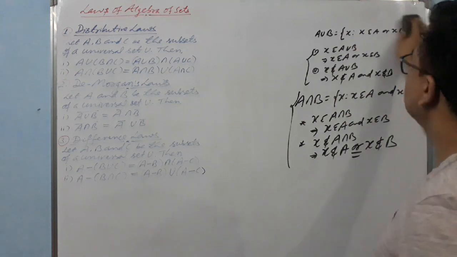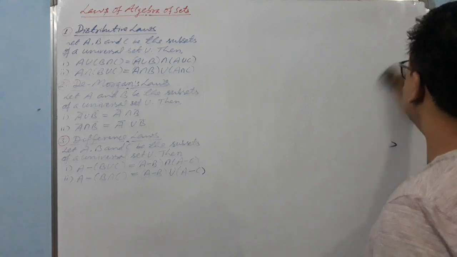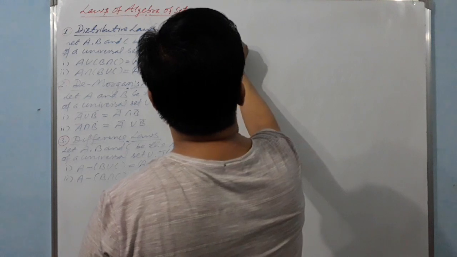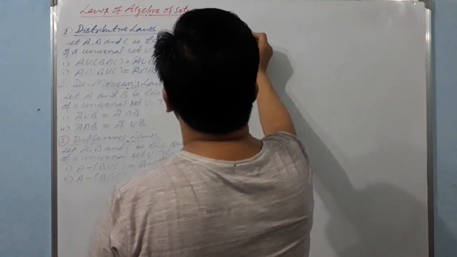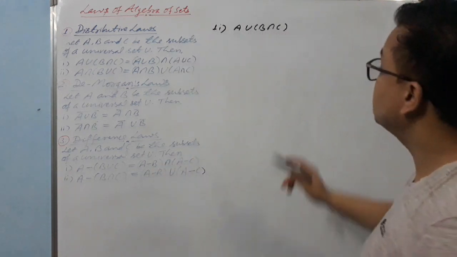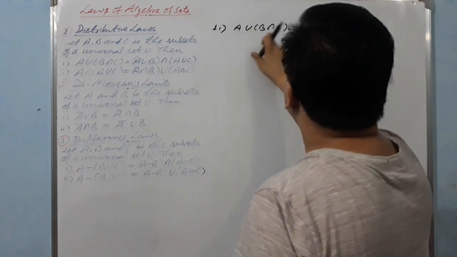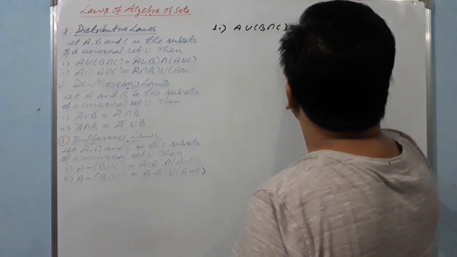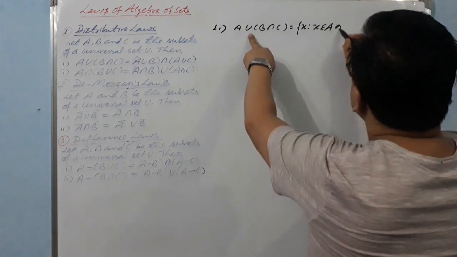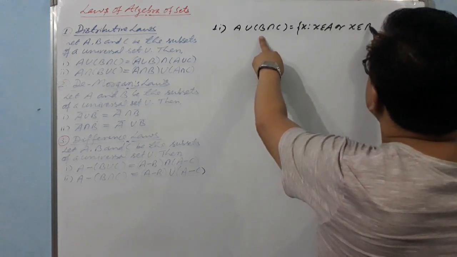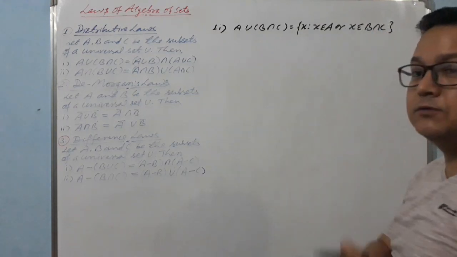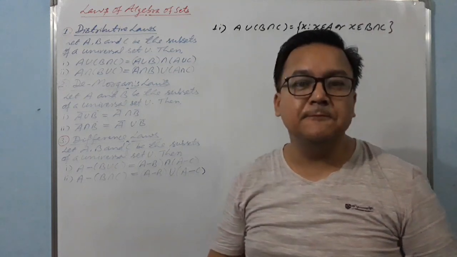It's very easy. I'm just going to use the definitions. So let's start. Here we go. First, A union (B intersection C). Firstly, defining A union B, the whole B intersection C you can suppose as one set. We can write X such that X belongs to A, or X belongs to B intersection C. So I will use the definition of A union B.